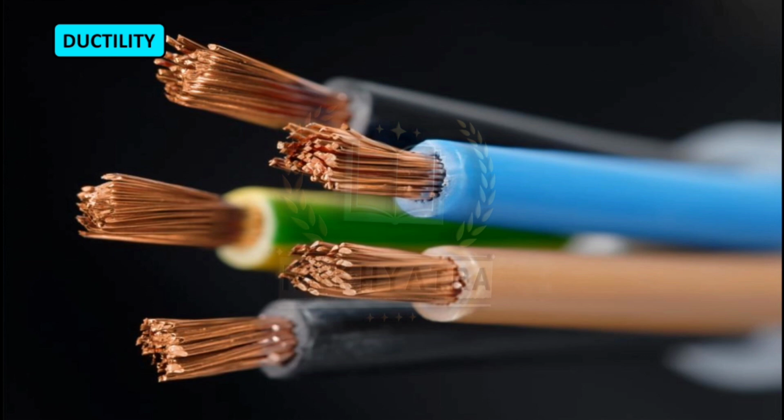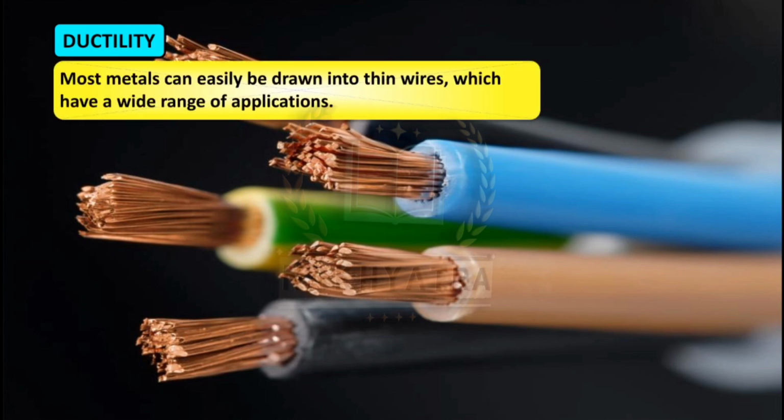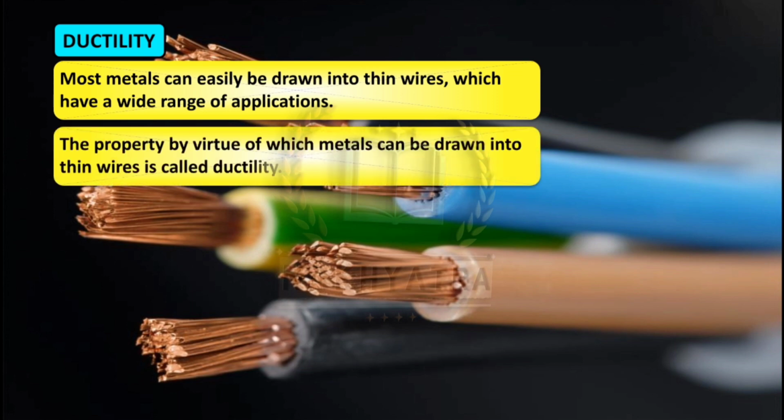Okay guys, now let us see ductility. Most metals can easily be drawn into thin wires, which have a wide range of applications. The property by virtue of which metals can be drawn into thin wires is called ductility. Can you see here?